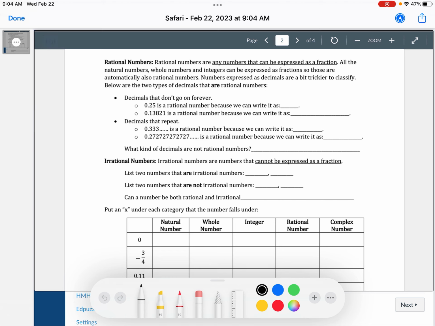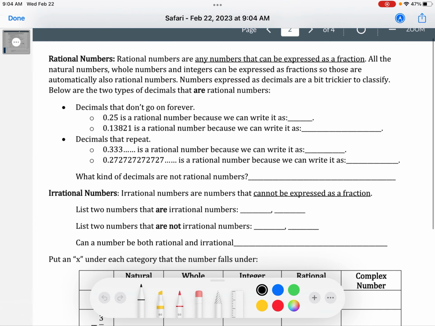So decimals that don't go on forever are rational numbers. For example, 0.25 is a rational number because we can write this as 1/4. So you can write this as 25 over 100, or 1/4.